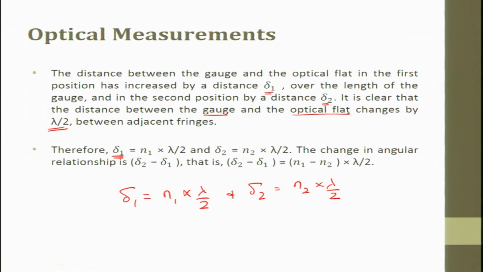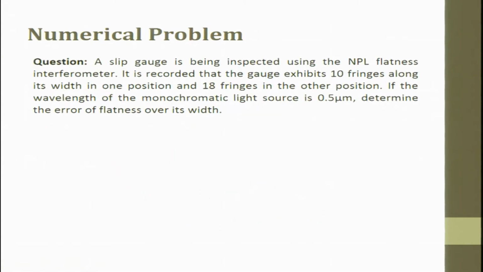So, what is the difference? The change in angular relationship will be del 1 minus del 2, which is nothing but n 1 minus n 2 into lambda by 2. Lambda is the wavelength of the light you use. N 1 and n 2 are the number of fringe patterns which have been created.